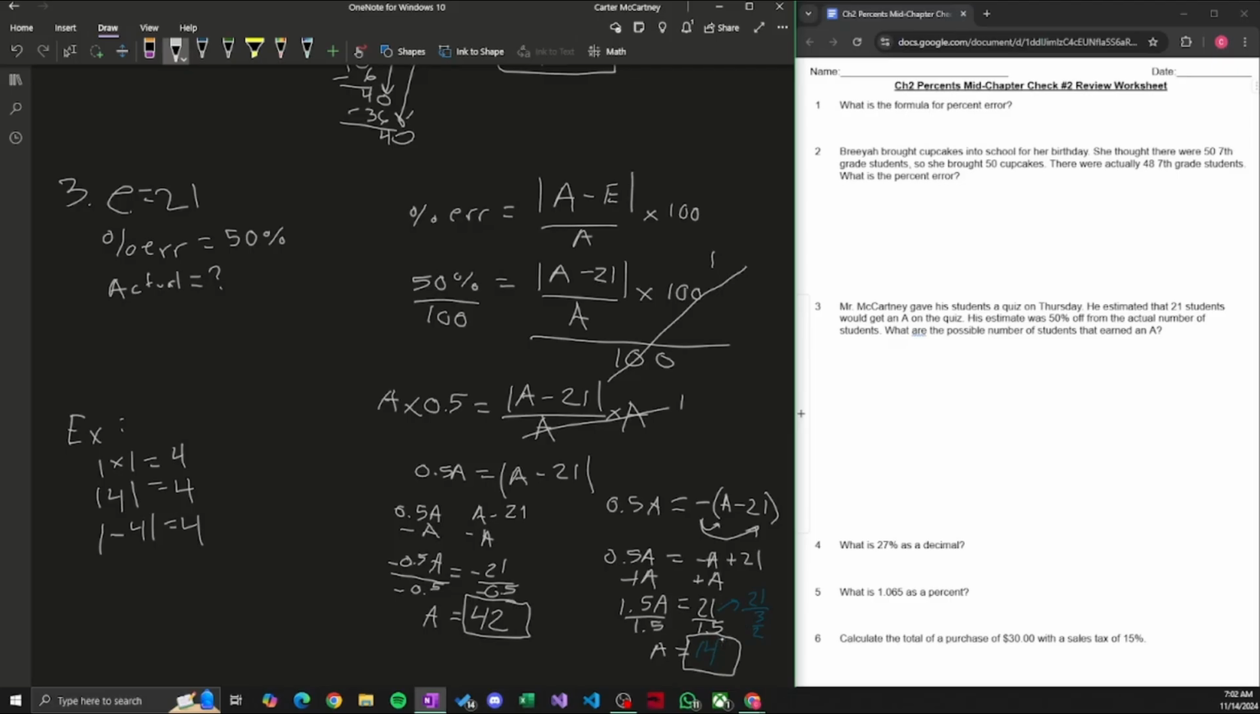What if our actual answer was 14? There were only 14 students that got an A. What is 50% of 14? Half of 14 is 7. So if we add 7 to this value, we get 21. If we subtract half of 42, we get to 21. If we add half of 14, we get to 21. So these are the two possible answers that with a 50% error would give us 21.